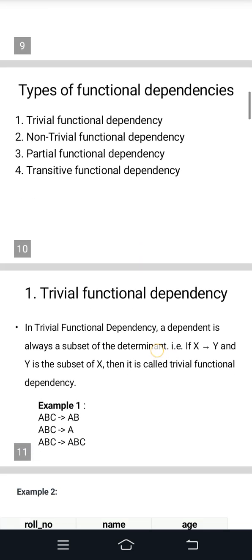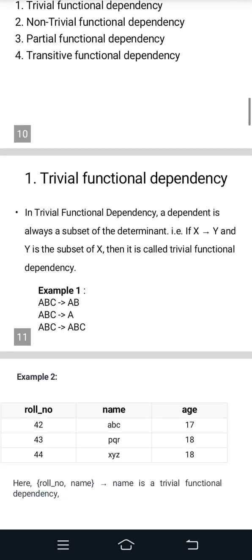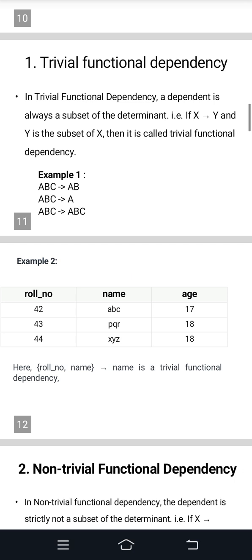Following are the types of functional dependencies. First one, trivial functional dependency, non-trivial functional dependency, partial functional dependency, transitive functional dependency. Trivial functional dependencies. In trivial functional dependencies, a dependent is always a subset of the determinant. That is, if X gives Y and Y is the subset of X, then it is called trivial functional dependencies.